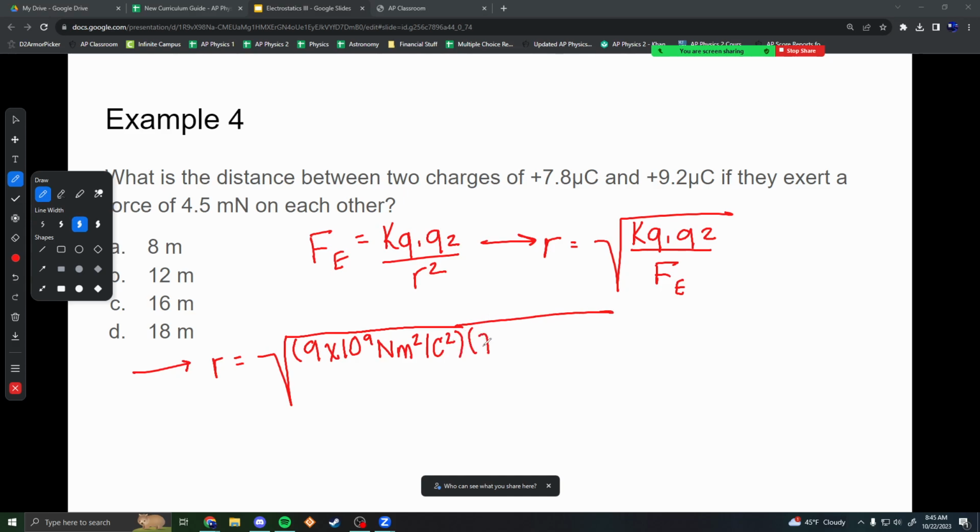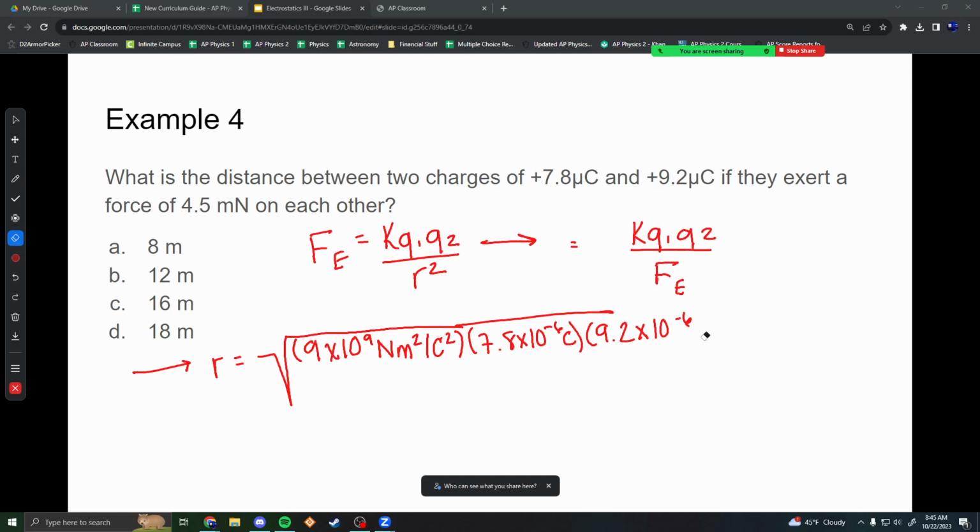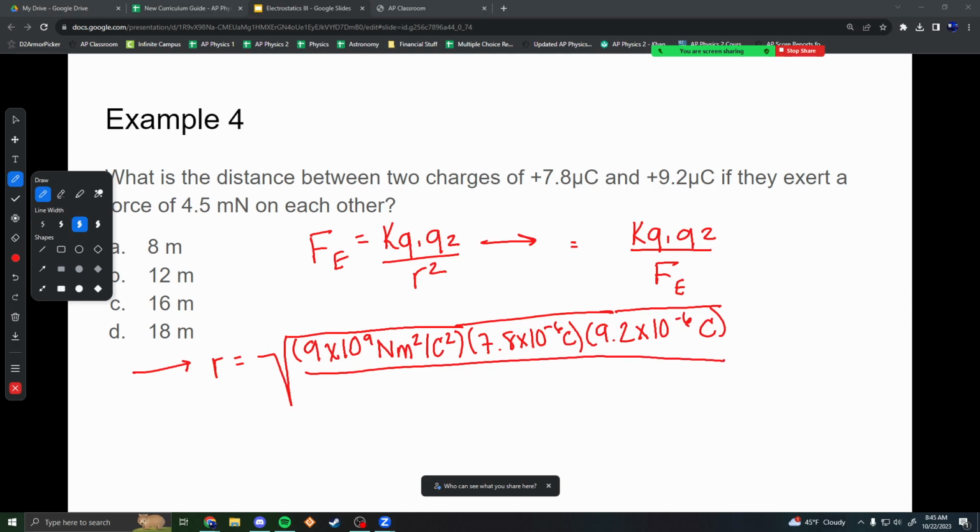And then our charges are 7.8 times 10 to the negative 6 coulombs and 9.2 times 10 to the negative 6 coulombs. That should be a C, sorry about that. And then divided by 4.5 millinewtons, which is just 4.5 times 10 to the negative 3 newtons. And when you calculate this out, you will get a distance of 12 meters.